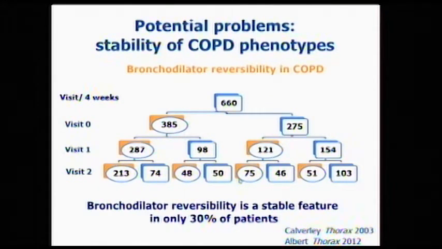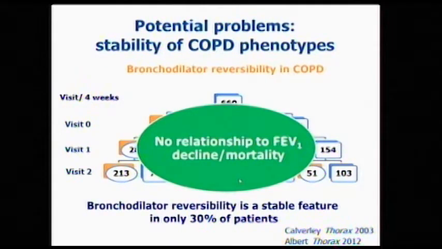So if in a cross-sectional analysis, you classify a patient as being responsive or non-responsive, it may really be misleading, so probably you should not use this as a way of phenotyping patients. And further, it has no relationship to FEV1 decline and mortality. So basically, this is not a phenotype.